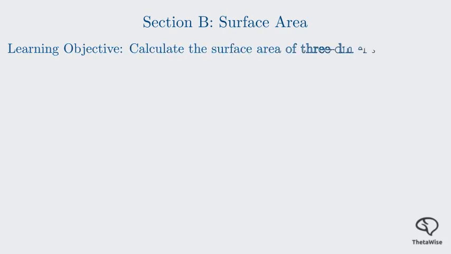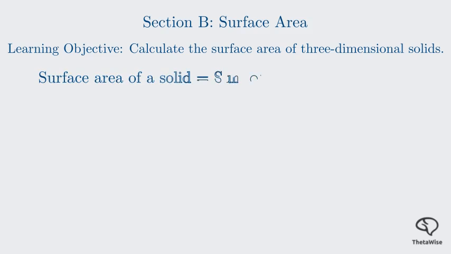The objective here is to learn how to calculate the surface area of various three-dimensional solids, starting with those that have flat or plane faces. The surface area of a solid is simply the sum of the areas of all its faces. A plane face is a flat, two-dimensional surface. To find the total surface area, we calculate the area of each individual face and add them all together.